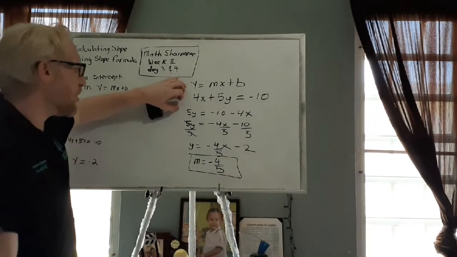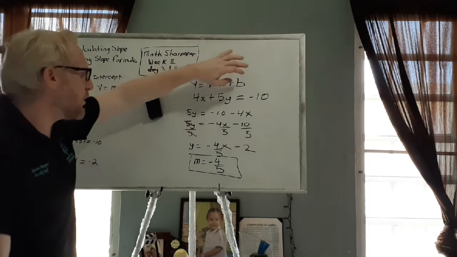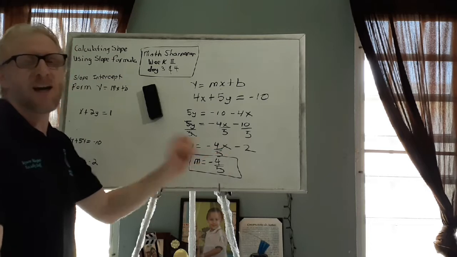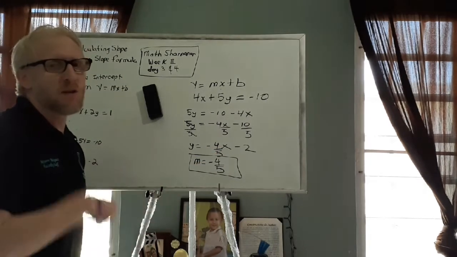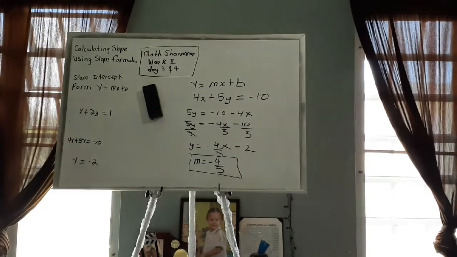So first, change your equation to make it look like this formula. And once you've done that, you just identify your slope, which is always going to be the number that has the x next to it. It's always going to be an x, especially when we work with this formula. I have one last example, and then we'll be done with this video.